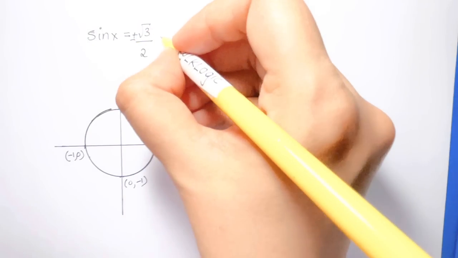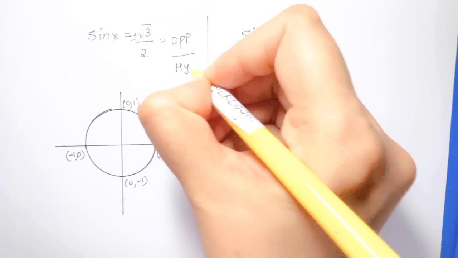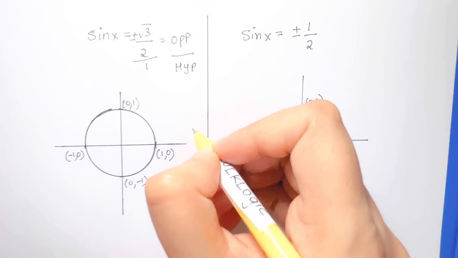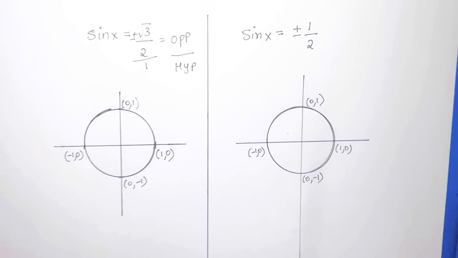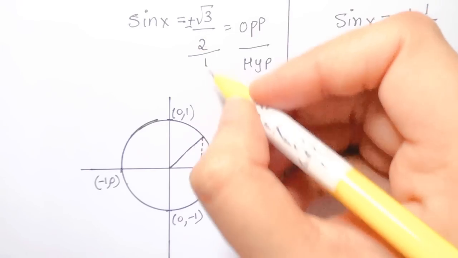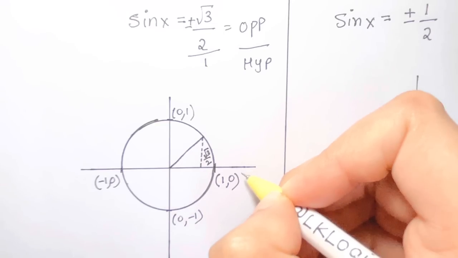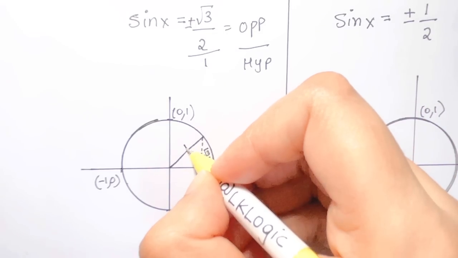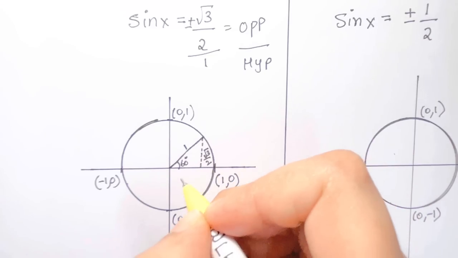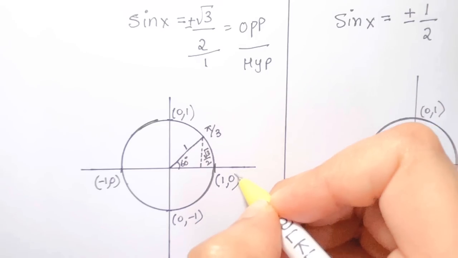What is sine x equal to? That is equal to opposite over hypotenuse, and this is the opposite, hypotenuse is 1. So here we're going to draw a line. This is the opposite, that is √3/2, and this is hypotenuse, which is 1. So this is 60 degrees, and in radians it is π/3.